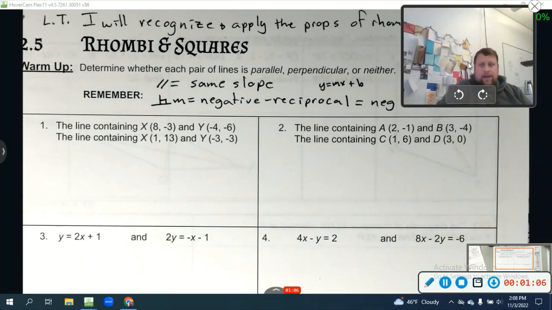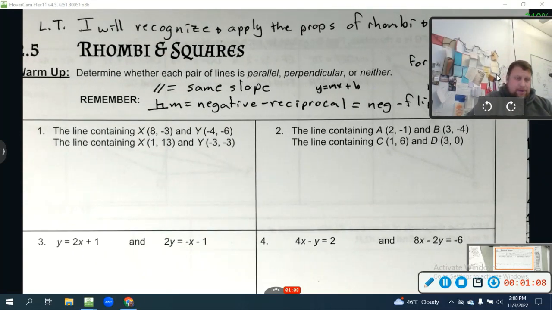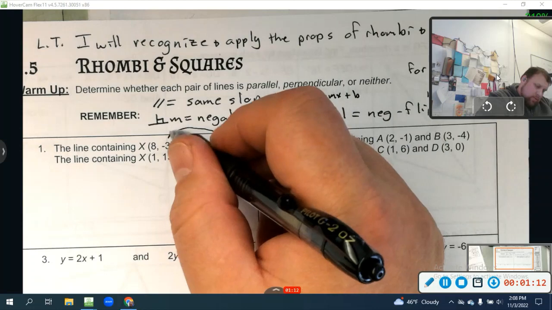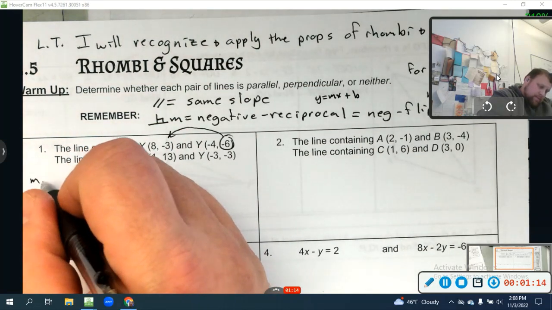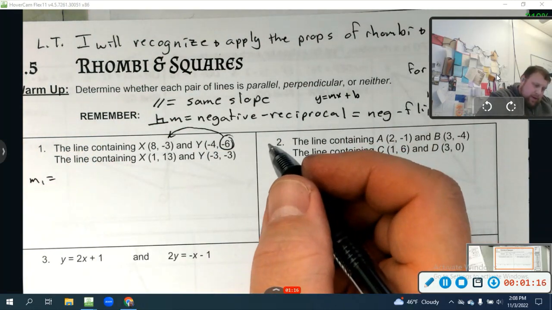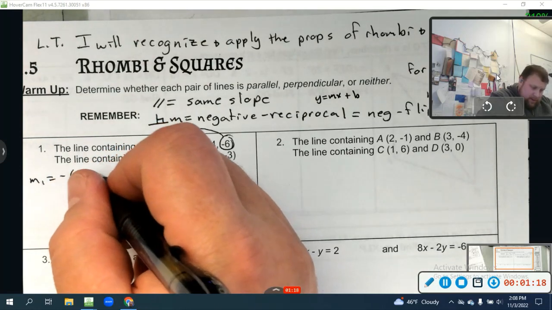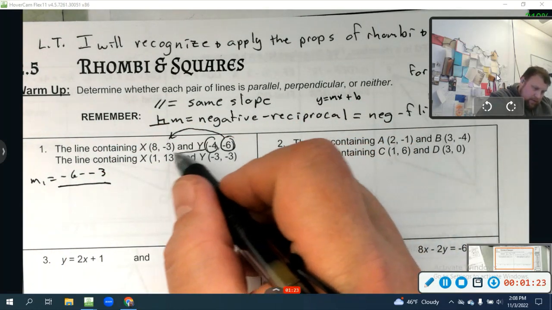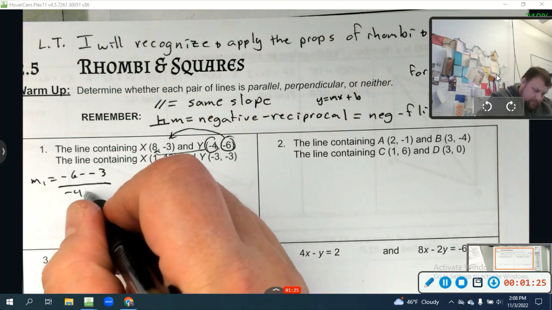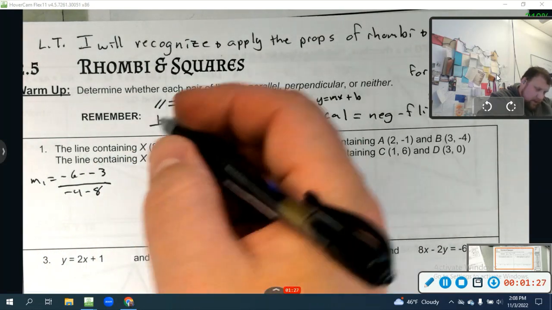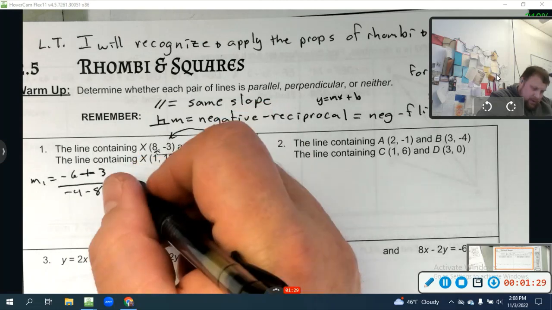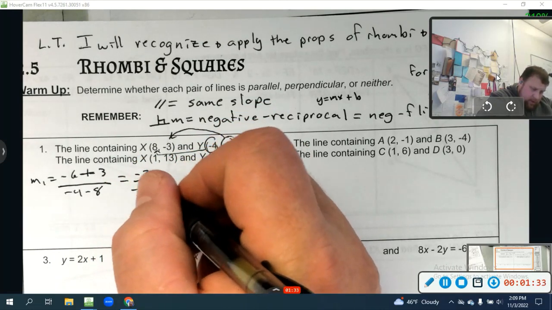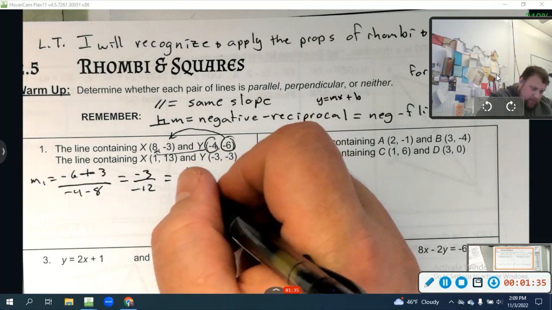All right, now it'll bring me back into the picture. Let's do this. I'm just going to point it back. So our slope 1 is going to be what? Negative 6 minus negative 3 all over negative 4 minus 8. So that's going to become plus 3, which equals negative 3 over negative 12, which is 1/4.